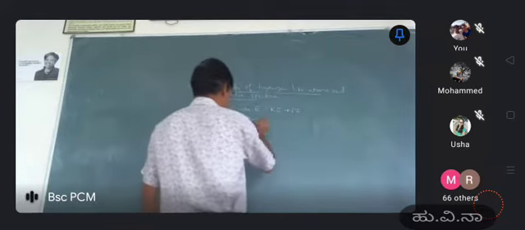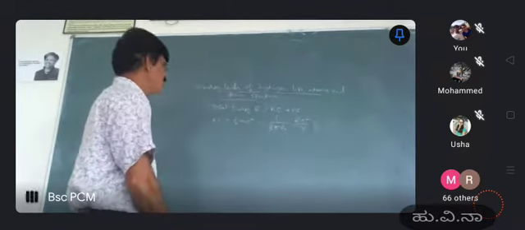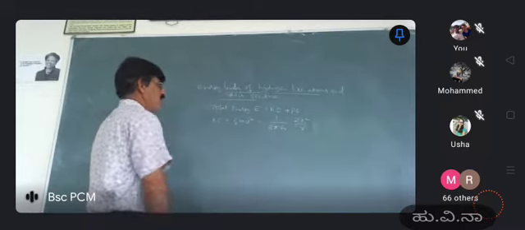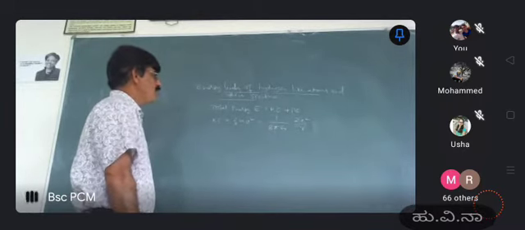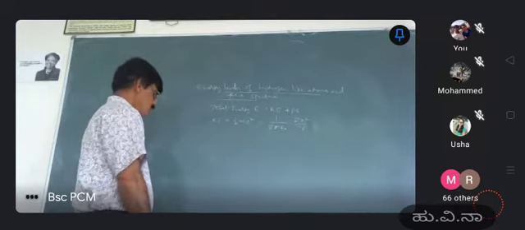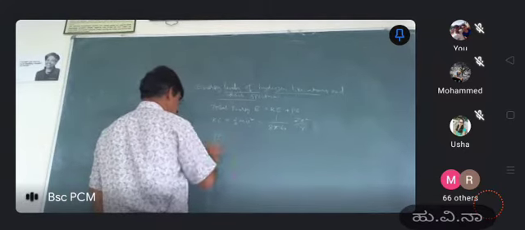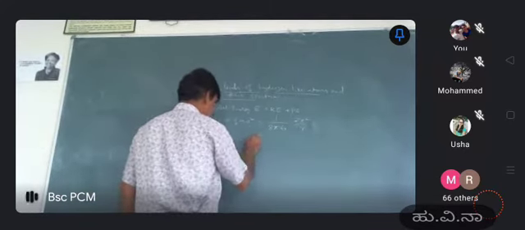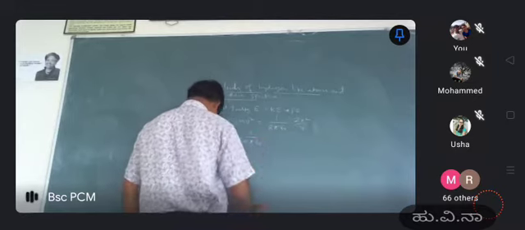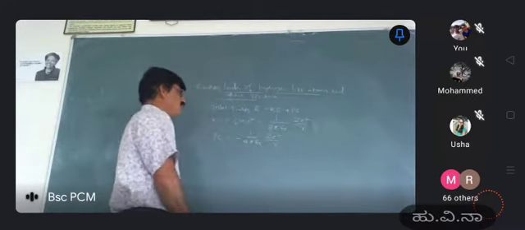Then it is given by 1/8 epsilon naught, Z e squared divided by r. When we substitute the mass and velocity, the kinetic energy is given by 1/8 epsilon naught, Z e squared divided by r. Next, potential energy is given by minus 1/4 epsilon naught, Z e squared divided by r. This is called potential energy.